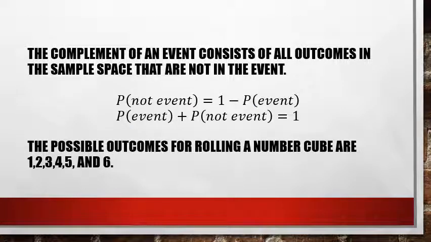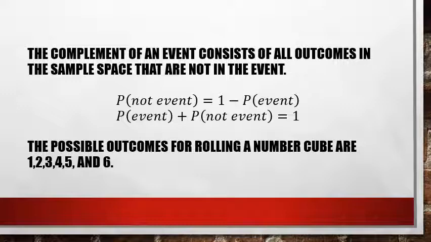Alright, so next we're going to talk about the complement of an event, which consists of all outcomes in the sample space that are not in the event. So we have 2 formulas here. Probability of not the event equals 1 minus probability of the event. Probability of event plus probability of not event equals 1.